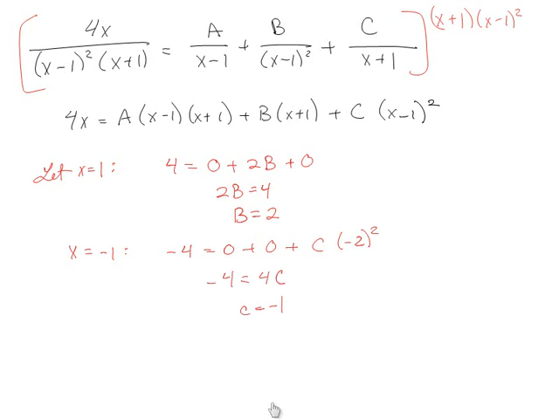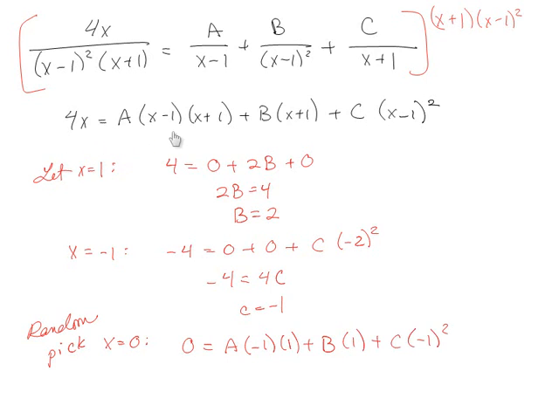Now, unfortunately, I can't do it an easy way anymore because there's no way to make one of these go to 0 and make the other ones go to 0. So I can just randomly pick x equal to 0, because it should work for any number you pick. I'm just going to pick 0 because I like multiplying by 0. So I got 0 on the left. I've got a times negative 1 and a positive 1, b times a positive 1, and then c times a negative 1 squared. So that's 0 is equal to negative a plus b, which I know, which is 2, plus c, which I know. So I've got a is equal to 2 minus 1, so it's equal to 1.